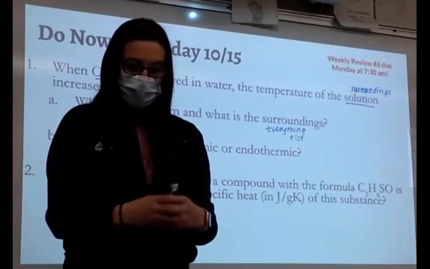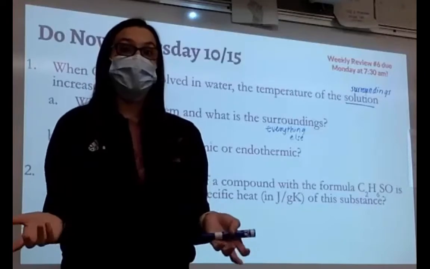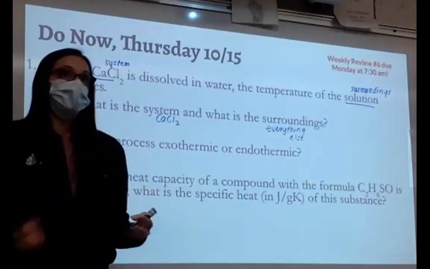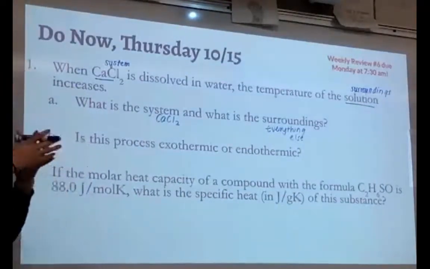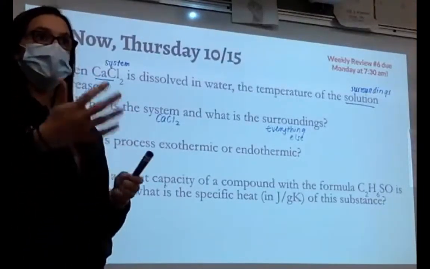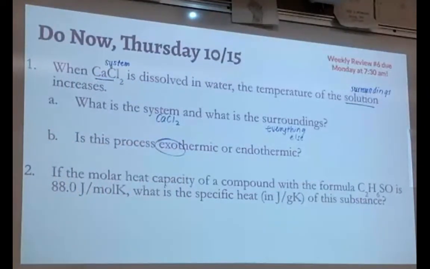So if calcium chloride is the system, and I want the surroundings temperature to increase, that's like when you're around a fire, you're the surroundings, your temperature is increasing. So that is exothermic. In order for the surroundings temperature to increase, calcium chloride has to release heat because you're measuring the temperature of the surroundings. So if you're releasing heat, part B is exothermic. So that's looking at solution calorimetry. Like I said, we're going to look at that a lot more on Monday into Tuesday of next week as well.